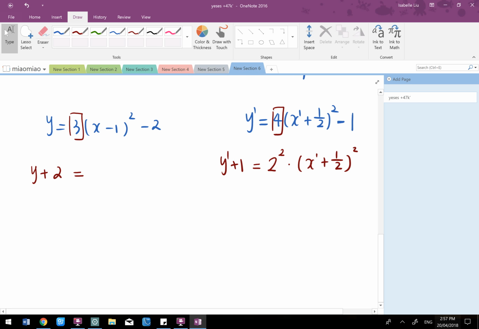A squared times b squared is what? Is ab squared, right? A squared times b squared is a times b, bracket squared, exponential law, okay? So this one is y dash plus 1 equals 2x dash plus 1 squared.